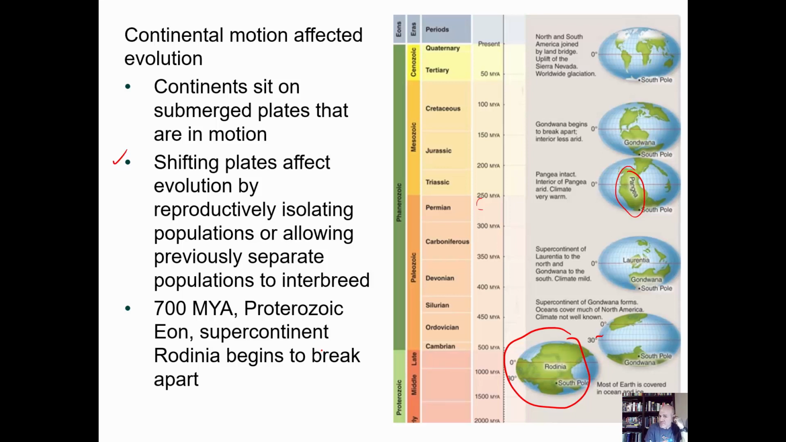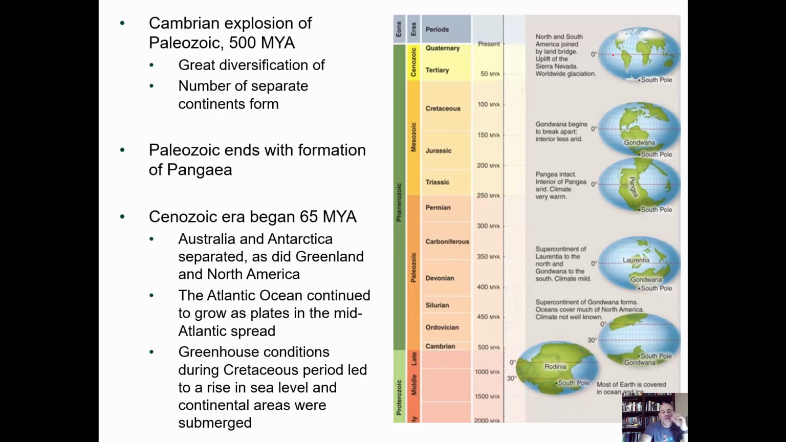Now, you can track those events there. They do mention specifically that 700 million years ago the supercontinent Rodinia begins to break apart. And then eventually we get to Pangea here. Pangea forms at the end of the Paleozoic, and then about 225 million years ago or so, you start to see that Pangea begins to break apart again, forming some of the continents we see today. The point is that coming together and moving apart can bring populations together or separate them, and that influences evolution.